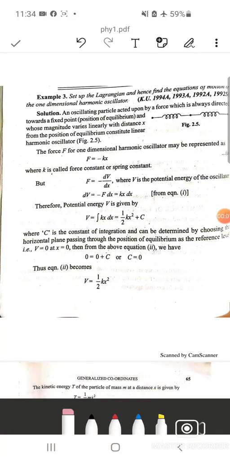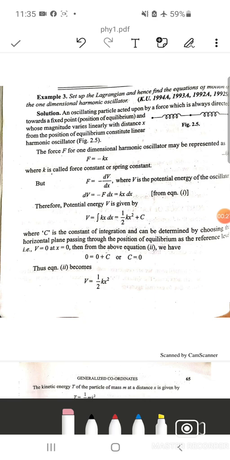Hello students. In the last two lectures we have discussed the Lagrange equation, Hamilton's variational principle, and the derivation of the Lagrange equation from Newton's equation. Today we will discuss some numericals, or we can say the application of the Lagrange equation to physical problems.